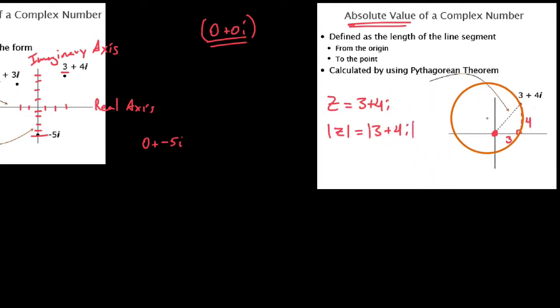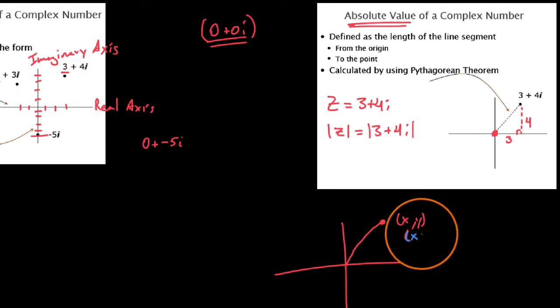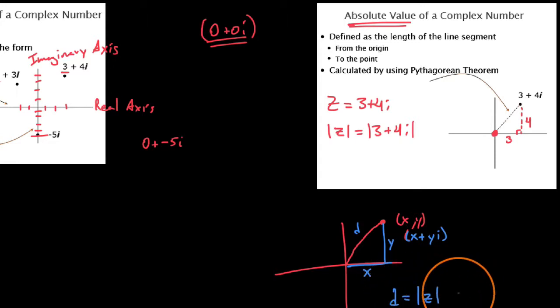By definition, the absolute value of a complex number is really just the hypotenuse of this right triangle. So more in general, given some number x plus yi, we would know that this component is y in height and this component here is x in length. This distance out to z, we'll call it d. That distance is equal to the absolute value of this complex number, and it really is just the square root of x squared plus y squared.